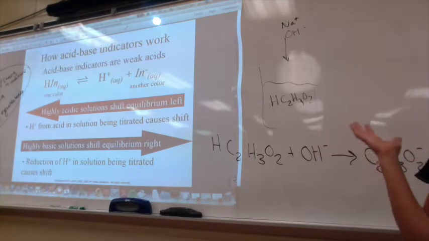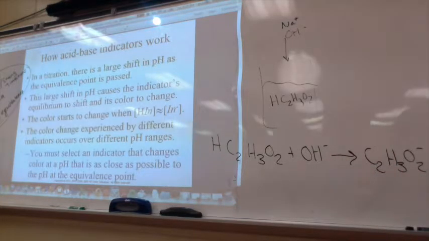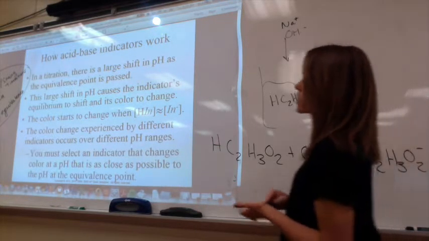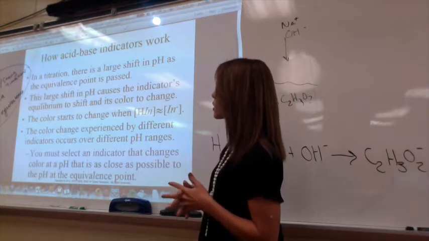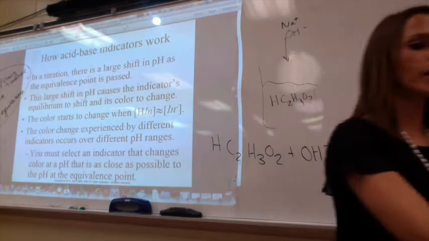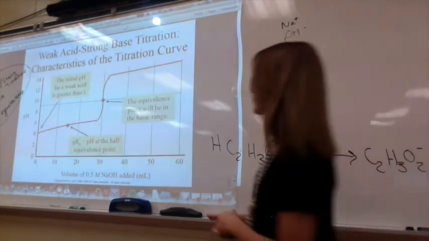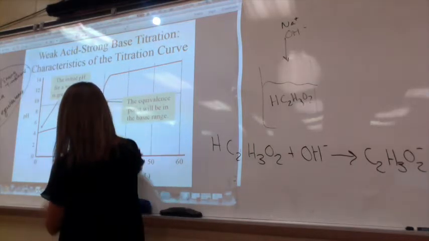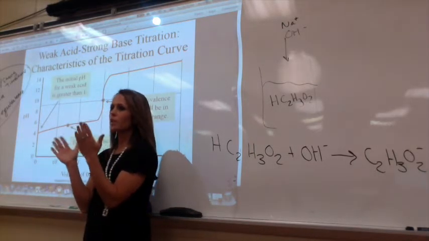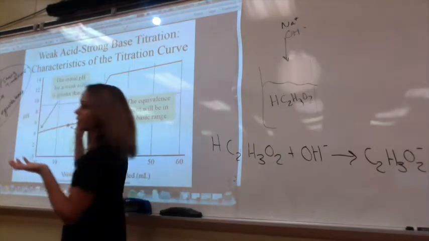That's the only thing that this slide is really explaining, how you can figure out what color your solution is going to end up being. So this is how it works. In a titration, there is a large shift in pH as the equivalence point is passed. We know that from those curves you see. I'm just going to quickly go back to show you a curve. Let's just look at this one. You literally are adding less than like a milliliter, and your pH is going to go from 5 to 14.